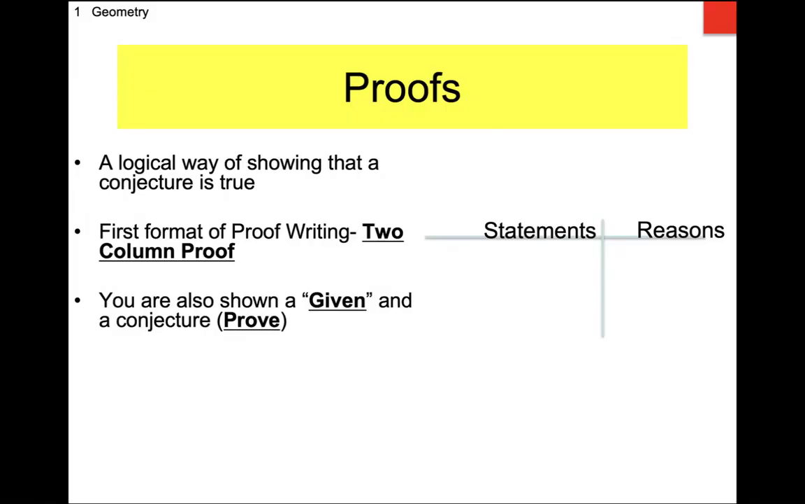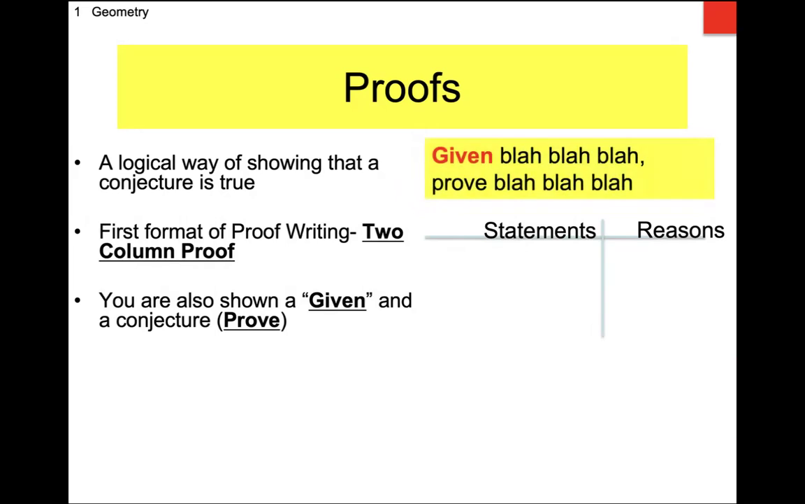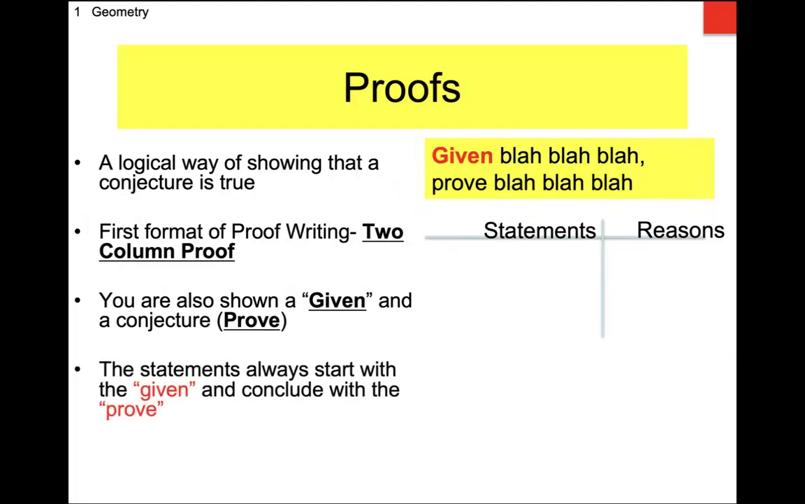You will be given two things in a proof. When they hand you the problem tonight for homework, you're going to be given something called, literally, the given, and you'll be told to prove something. So for instance, it will say given blah, blah, blah, prove blah, blah, blah. It will make sense when we do an example. The statements will always start with the given. So given is your starting point. Whatever they give you, you're going to write that down as your first statement. And the reason for that is, well, it was given to you.